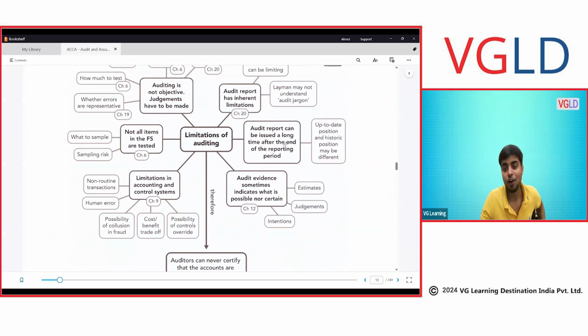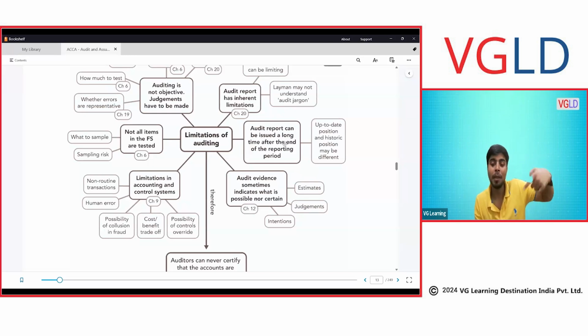The audit report can be issued a long time after the end of the reporting period. Let's say the period is January to December, and we now have to audit January to December 2024. The audit report will not be issued by the end of December. It would be issued by March or June 2025. It takes time. So whatever is happening in the organization may not be reported in the same year or at the same time. It's not a real-time thing. It's an event that has happened, and after a year, we report on it.